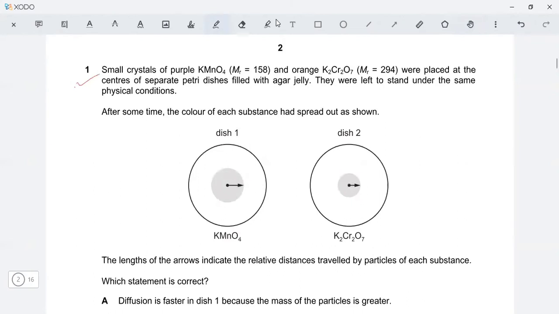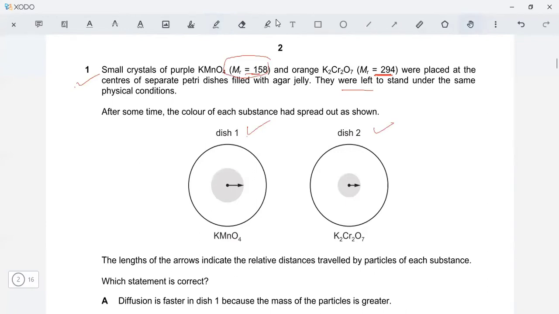The small crystals of purple potassium manganate, which relative mass is 158, and orange potassium dichromate, the weight of this compound being 294, were placed at the center of separate petri dishes filled with agar jelly. They were left to stand under the same physical conditions. After some time, the color of each substance had spread out as shown in this diagram. This is dish one and this is dish two.